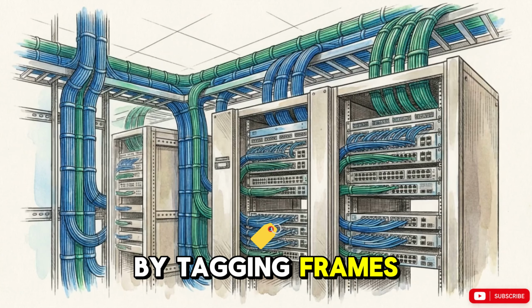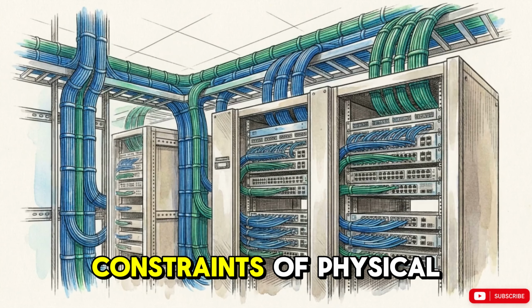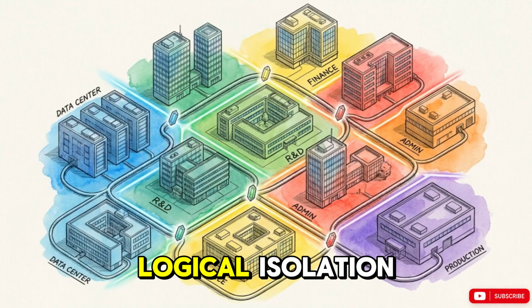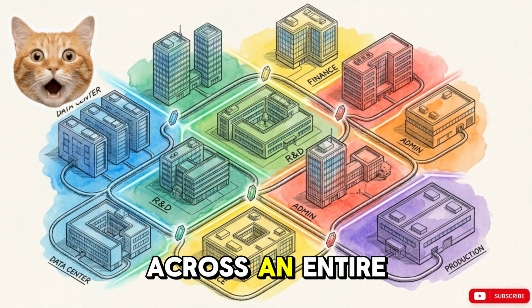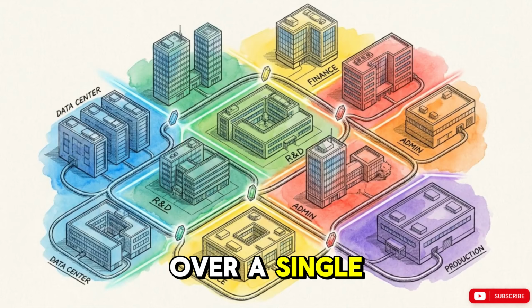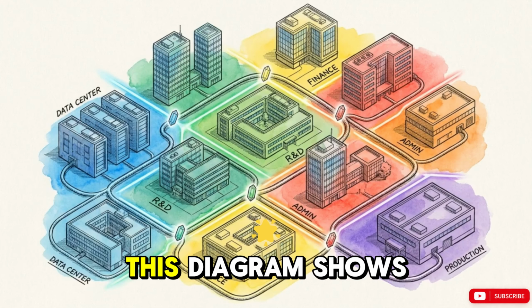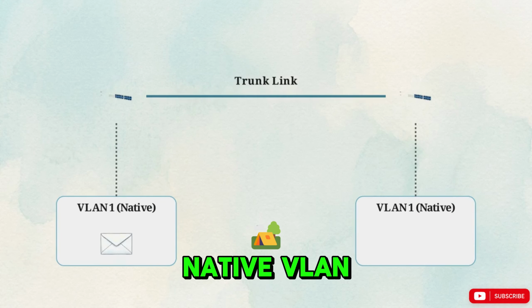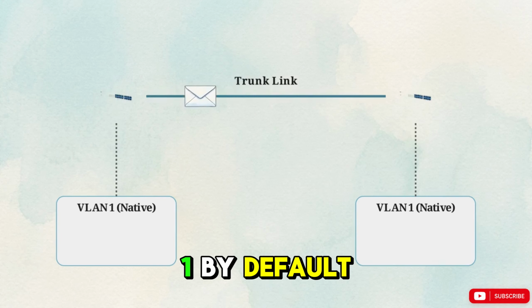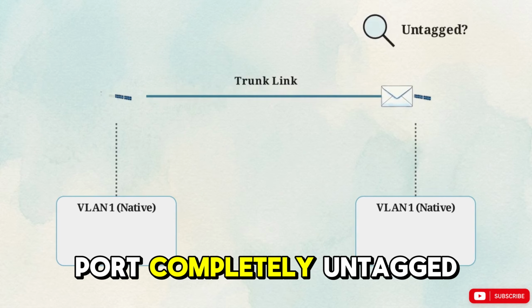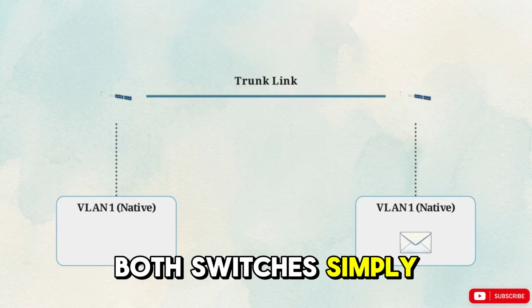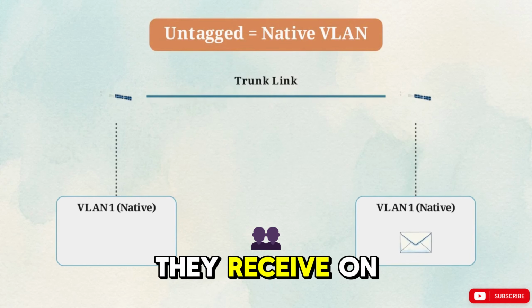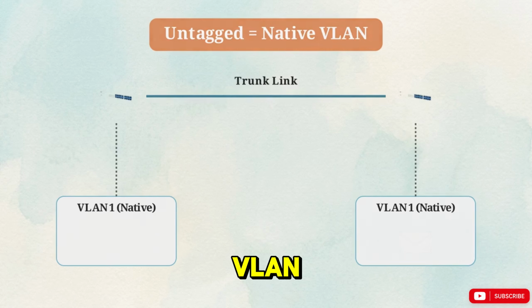By tagging frames as they leave the switch, we remove the constraints of physical hardware. Logical isolation can now span across an entire campus network over a single fiber or copper link. This diagram shows one exception to the tagging rule. Traffic on the native VLAN, which is VLAN 1 by default, is allowed to cross a trunk port completely untagged. Both switches simply agree that any untagged frame they receive on a trunk belongs to the native VLAN.